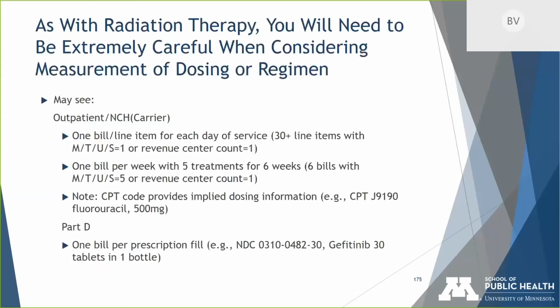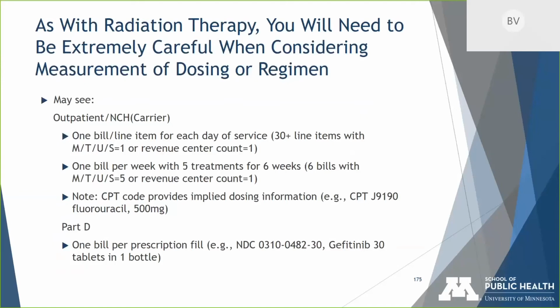So as with radiation therapy, you need to be extremely careful when you're considering measurement, particularly around dosing or trying to make inference around the regimen that an individual received. As I mentioned with radiation, it could appear in a number of ways within the data. If we use the example of the outpatient and the carrier data, you might see one bill or line item for each day of service. So each IV administration. So you would have 30 separate lines with an MTUS, a miles times units value of 1, or a revenue center count of 1.